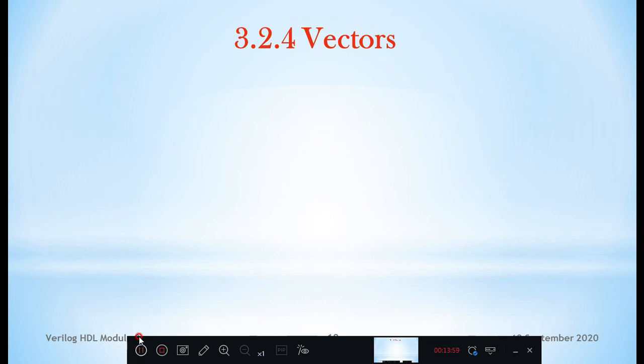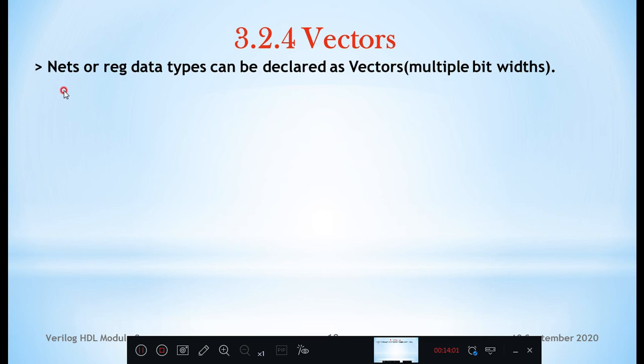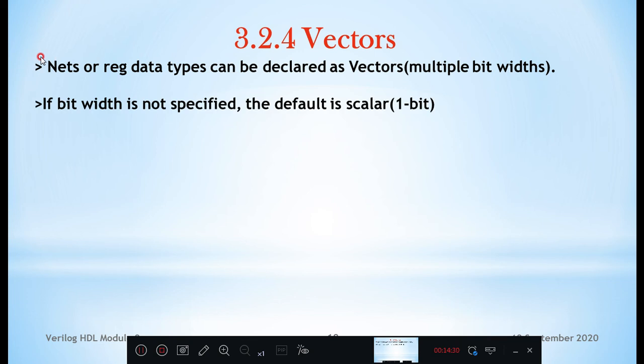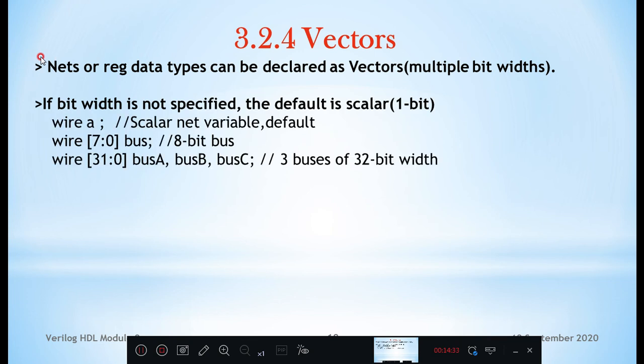Next we see vectors. Nets or register data types can be declared as vectors of multiple bit width. By default, the size is 1 bit. If I write reg A, the size is 1 bit. If I write wire B, the size is 1 bit, default size. If you want to define a net or register wider than 1 bit, then we need to use vectors. If bit width is not specified, the default is scalar, 1 bit.